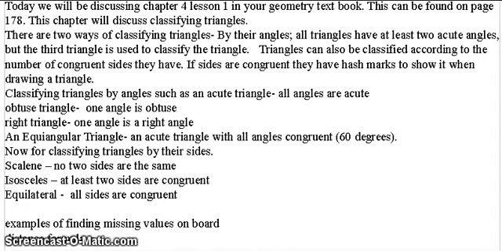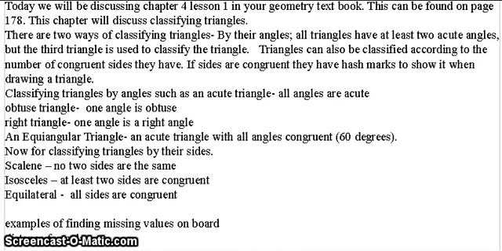One, by their angles. All triangles have at least two acute angles, but the third angle is used to classify the triangles. Triangles can also be classified according to the number of congruent sides they have. If sides are congruent, they have hash marks to show it when drawing a triangle.